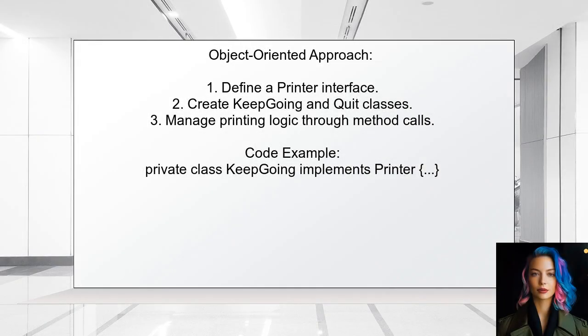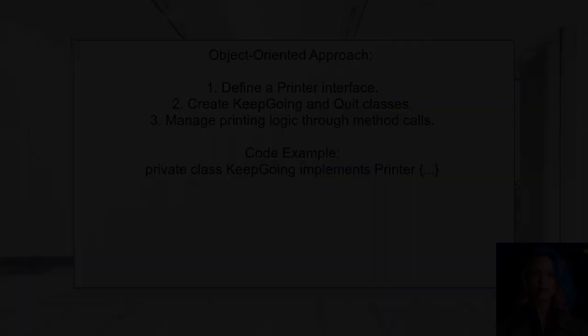The user also presents a more object-oriented approach. This version uses an interface for printing, allowing for a cleaner design. It defines two classes, KeepGoing and Quit, to manage the printing process based on the current state.